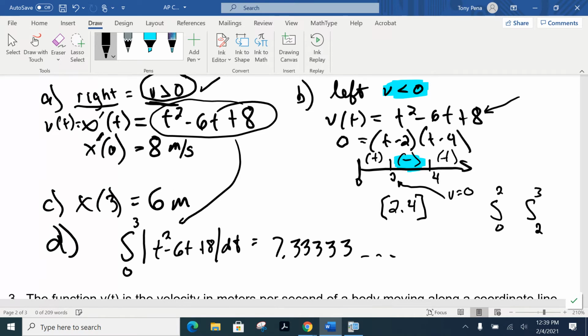If you're integrating an absolute value or a radical, it is a reasonable conclusion to make that this is 7 1/3. That's just a little bit of an error created by the absolute value. So our total distance we would have traveled would be 22/3 meters. All right.